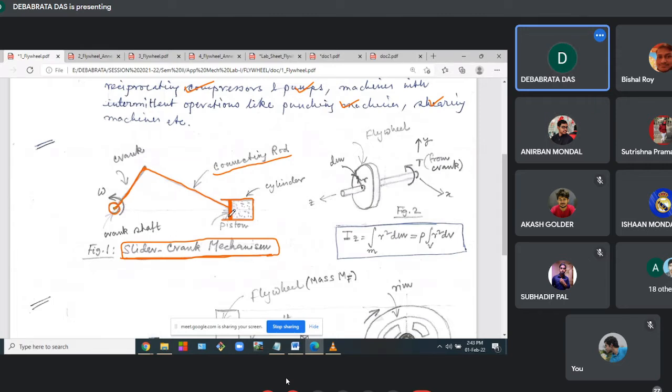Now what happens inside this cylinder? If this piston moves from one end to the other, that makes one stroke. When it moves from one end of the cylinder to the other end, that is called one stroke. Then when it moves from the other end again to this rightmost end, that makes another stroke. So two strokes means one rotation, one cycle, right?